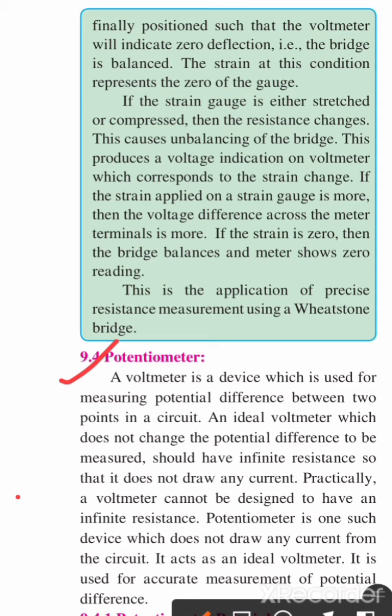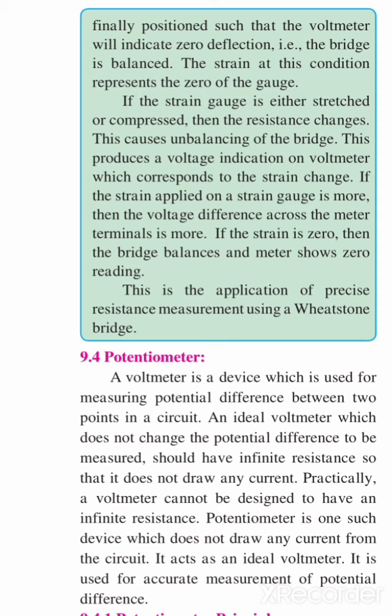A potentiometer is a device which does not draw any current from the circuit. It is an ideal voltmeter. It is used for the measurement of potential difference. So a potentiometer is used in place of a voltmeter because a voltmeter is used for the measurement of potential difference between two points in a circuit with infinite resistance, but in actual practice this is not possible.